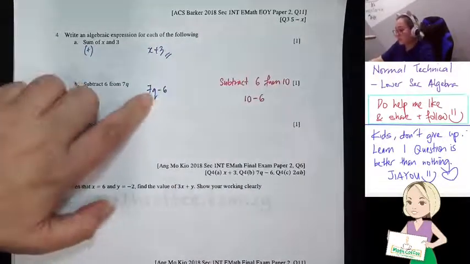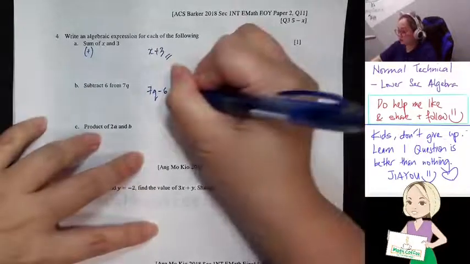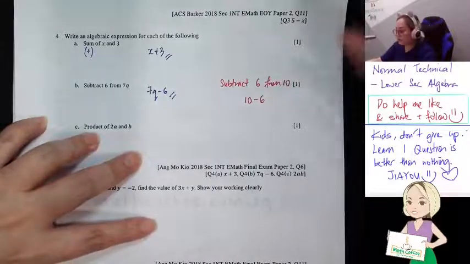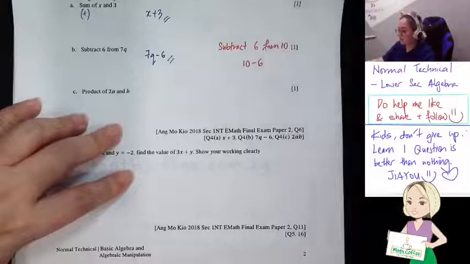And again, 7 cubed and 6 are not like terms, so you can just leave it in this form. You cannot further simplify it. So it's just 7 cubed minus 6.